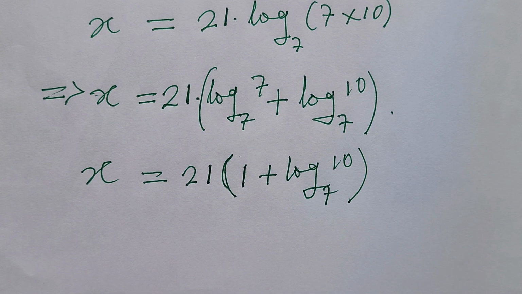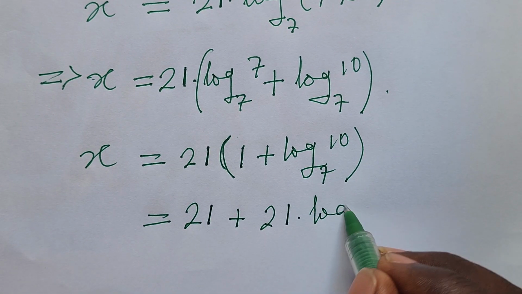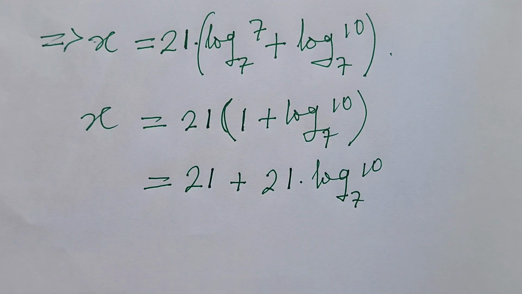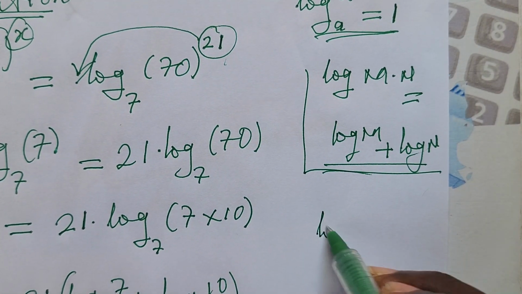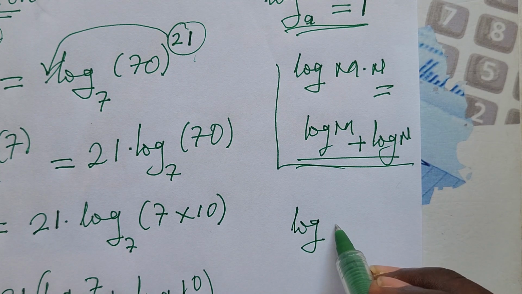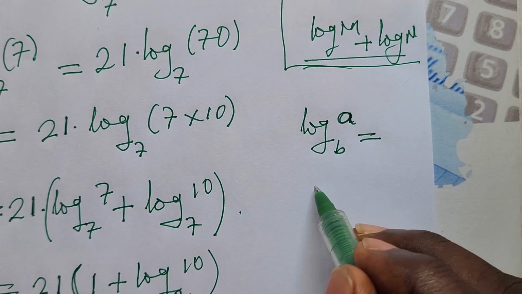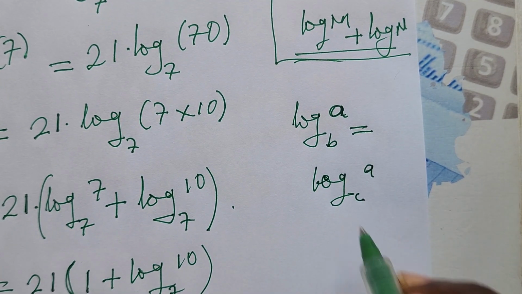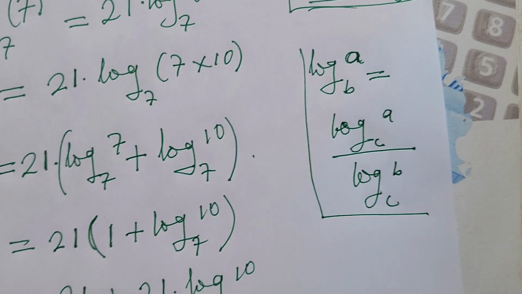Okay, with what we have now, it's easy. We can use this to open up the bracket. This is going to give us 21 plus 21 times log 10 base 7. But here we want to deal with base 10, so we want to change this to base 10. And we have the law of change of base. It says that if you have log a base b, we can change the base to c. This will give us log a base c over log b base c. So we want to apply this law here.